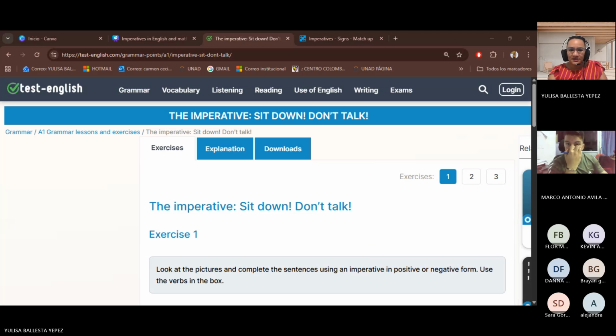Everyone, Sarah, Flor, Kevin, Brian, did you finish? Yes, Alejandra, teacher. Okay. We were talking about imperative and we shared this link so you can check it in order to go with this topic. It's an easier topic. You could do number one, number two exercises to check. But right now we're going to focus on the next activity. That is a speaking part.